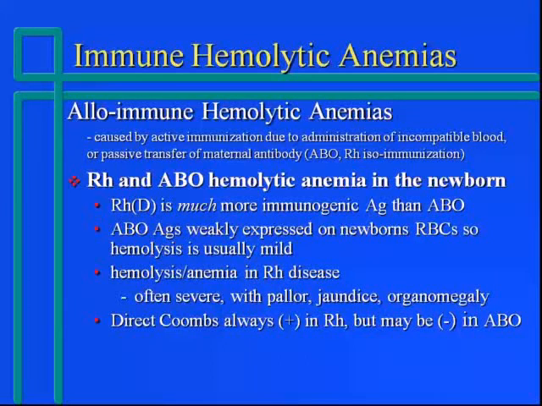The Rh disease, the Rh antigen is much more immunogenic than ABO, so it's often a severe condition with pallor, with jaundice, with organomegaly, frequently necessitating exchange transfusion. The ABO antigens are more weakly expressed on newborn red blood cells, so the hemolysis is generally much milder. The direct Coombs test is the useful way to make these diagnoses. It's always positive in Rh disease, but it may be negative in ABO incompatibility.